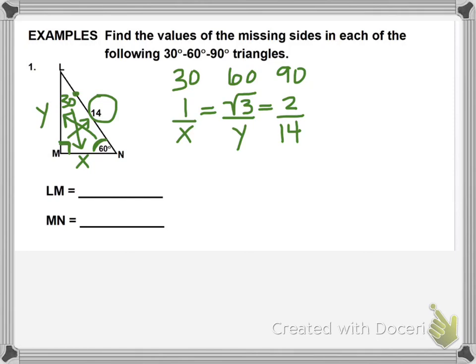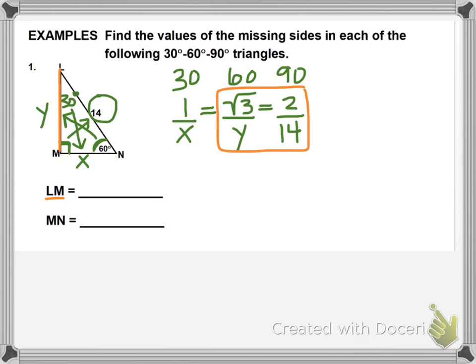So we have set up our ratios. They're all equal. Now it's our choice to set up our proportions. Remember, we just need 2 of these fractions to make a proportion. So the first thing I'm going to try to find is LM, which I'm representing with y. So I must have the ratio that has the y in it. The other ratio I want to set it equal to must have just numbers and no other variables. So that would be the 2 over the 14. Those 2 ratios I want to set equal to each other. So this is going to be my first proportion.